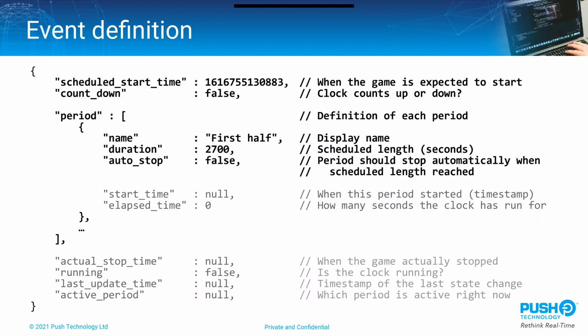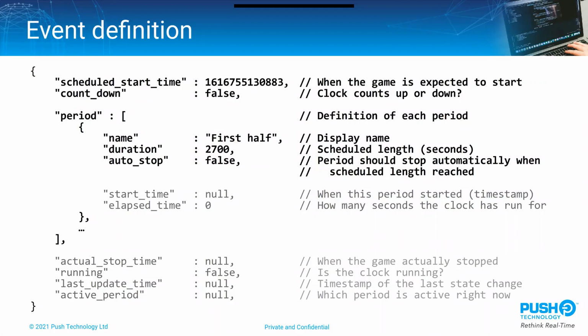The next four parameters we've got here are also used at runtime. Again, we don't need to provide them in advance. But actual stop time is the counterpart to the scheduled start time, only set when the event is known to have finished. Running should be kind of obvious, I hope. It says whether the clock is ticking or not. So generally speaking, when this toggles its state, we'll be sending a message out to the client. Last update time gives us a timestamp for when something happened on the clock, for example, when it changed from running to not running, stopped to started. And the active period tells us which period we're in, or which half or which quarter, which innings, whatever it's going to be. It's an index into that period structure, so we know which period we're focused on right now. Okay, so that's a little bit of the details of how to do the modeling.